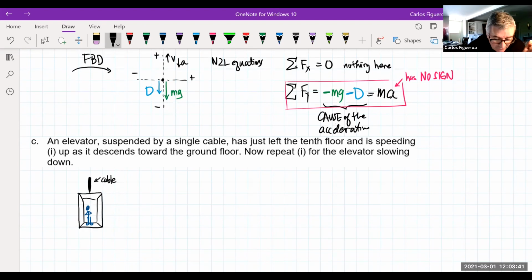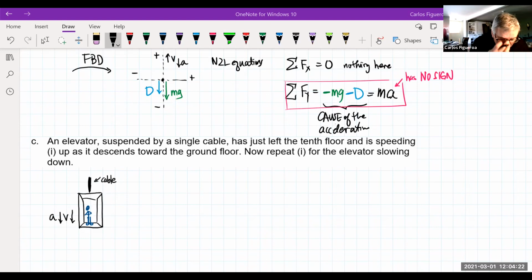Now let's read what it says carefully. It says that we have a single cable. It's left the 10th floor and is speeding up as it descends. So that means it has velocity in this direction and it has acceleration in that direction. So now what do we expect to happen here? If I start to draw a diagram in this scenario, can I identify the forces here? I want to be able to identify the forces.